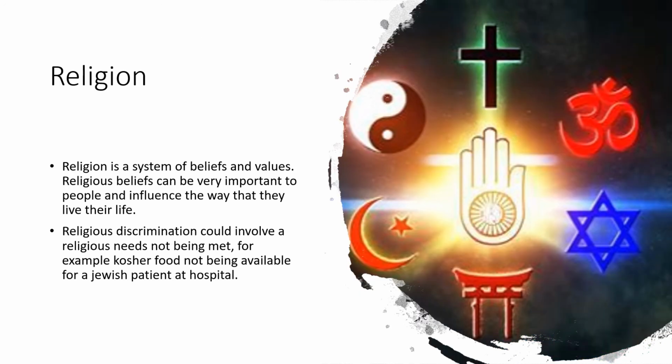Religion. This is a system of beliefs and values. They can be important to people, it can give them hope, it can help guide their life. Religious discrimination could involve religious needs not being met. For example, if you were in hospital and you required kosher food or you required halal food and this was not available, this is a form of discrimination against your religion.